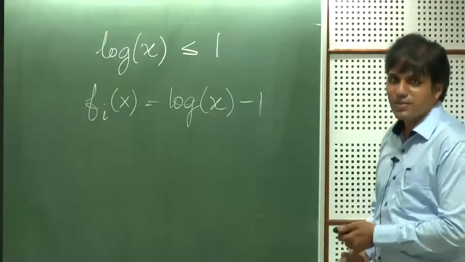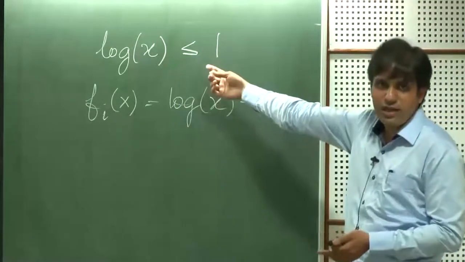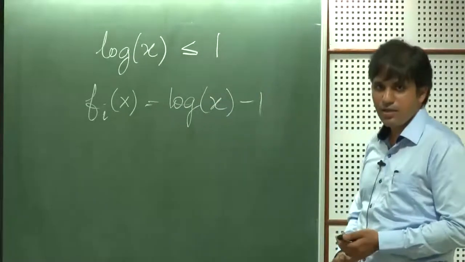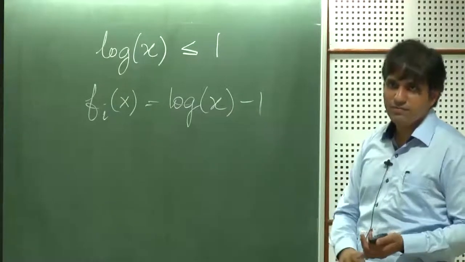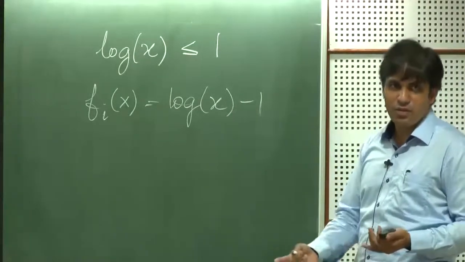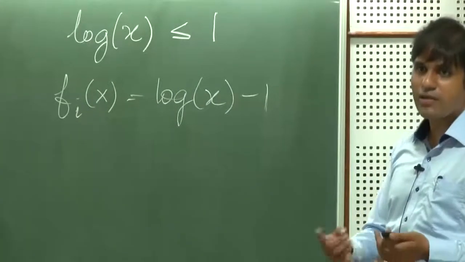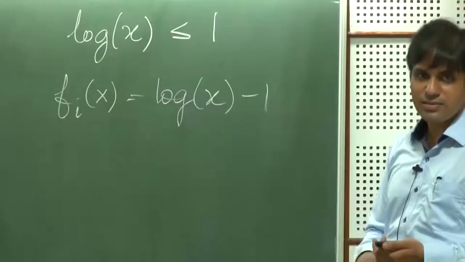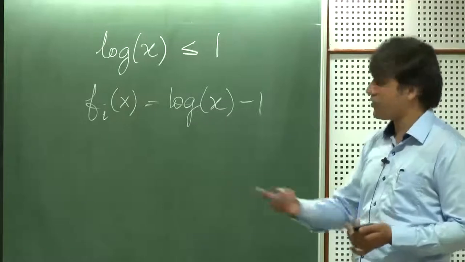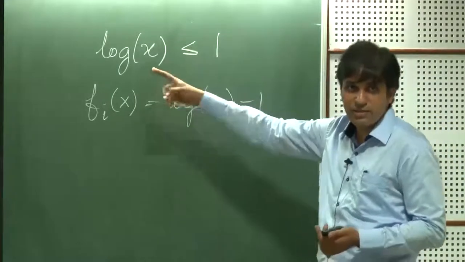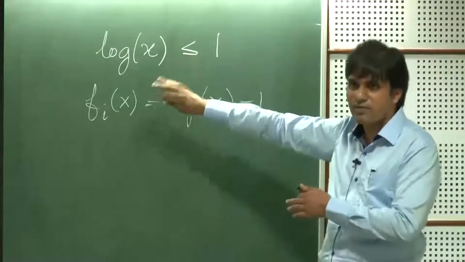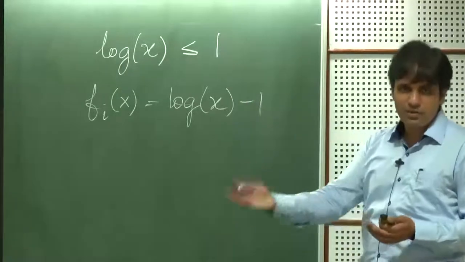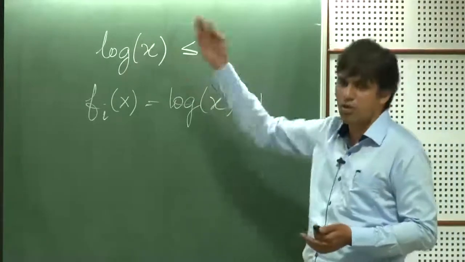What are you doing? So, the obvious thing to realize is that if you play with it, this constraint is equivalent to what? Log x less than equal to 1 means x less than equal to e. And of course, x has to be positive for this to be defined, because if x is negative, this will become complex, which doesn't mean anything. Complex less than equal to 1 doesn't mean anything. So x has to be between 0 and e, or 2 if you are taking log 2.